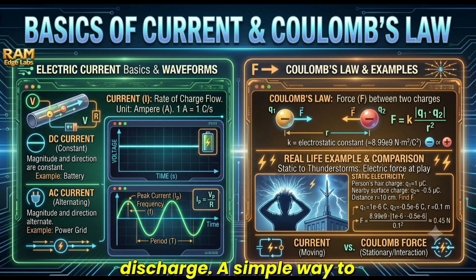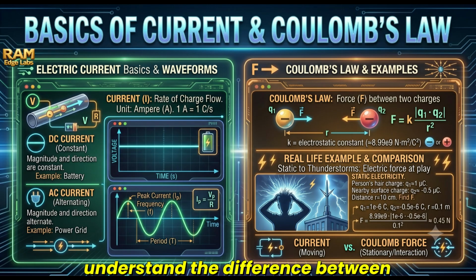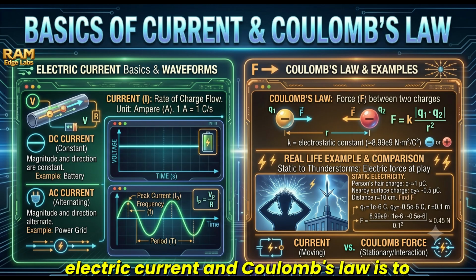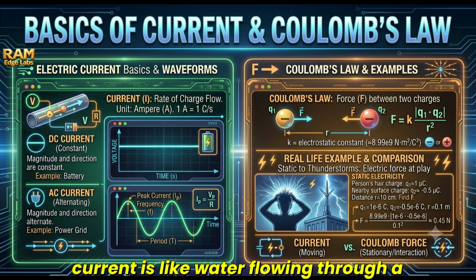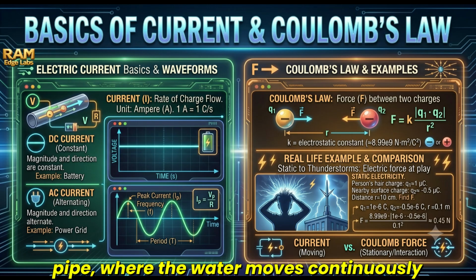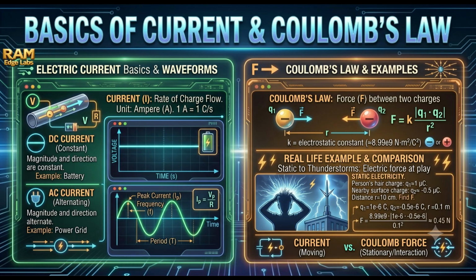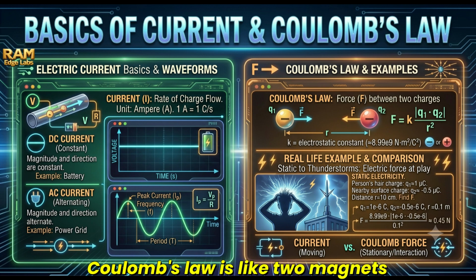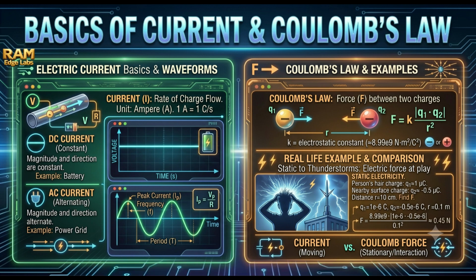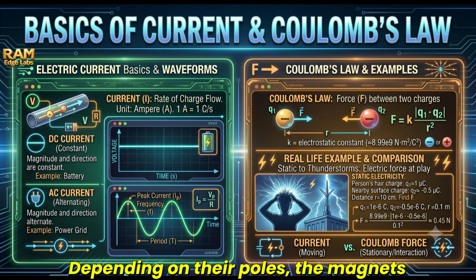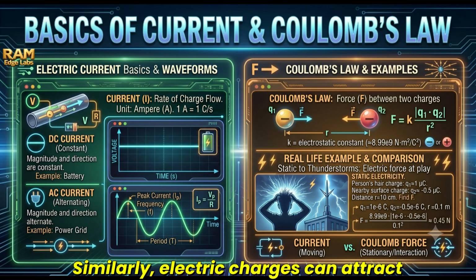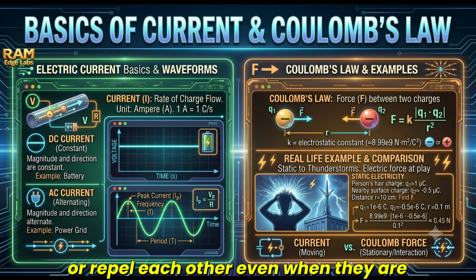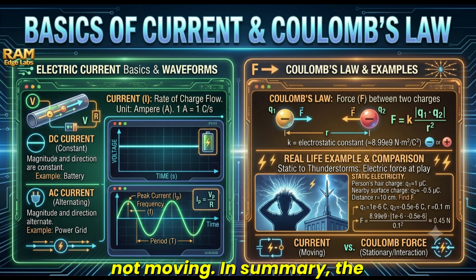they suddenly discharge. A simple way to understand the difference between electric current and Coulomb's law is to compare them with water. Electric current is like water flowing through a pipe, where the water moves continuously from one place to another. Coulomb's law is like two magnets interacting without touching. Depending on their poles, the magnets either attract or repel each other. Similarly, electric charges can attract or repel each other even when they are not moving.